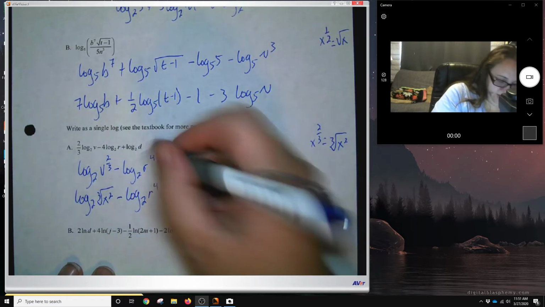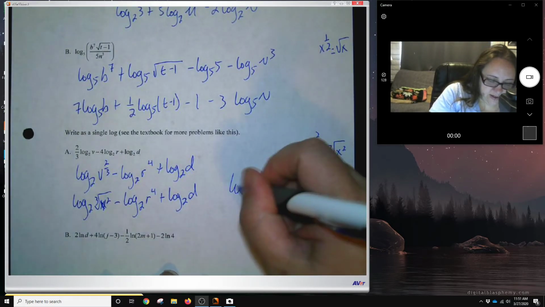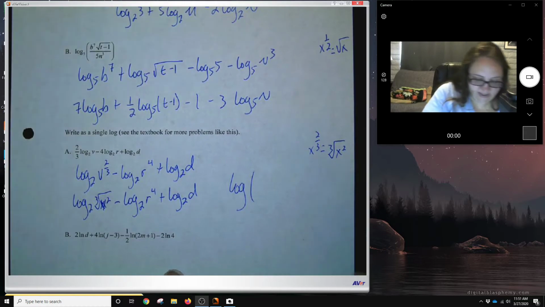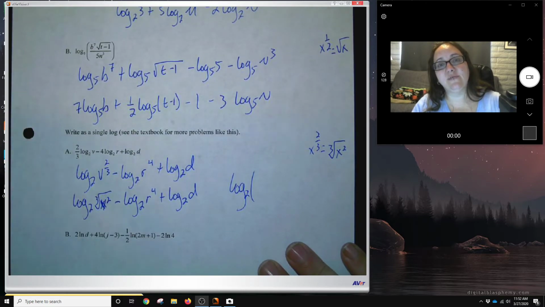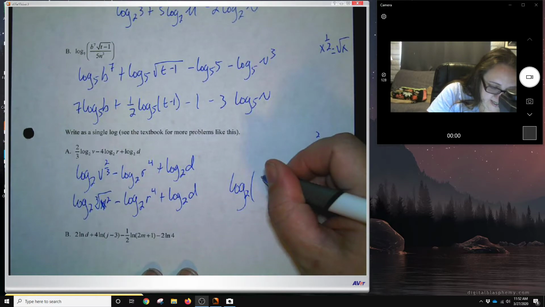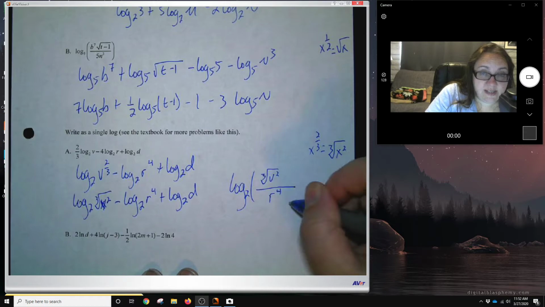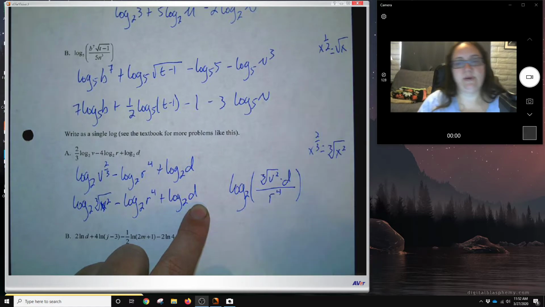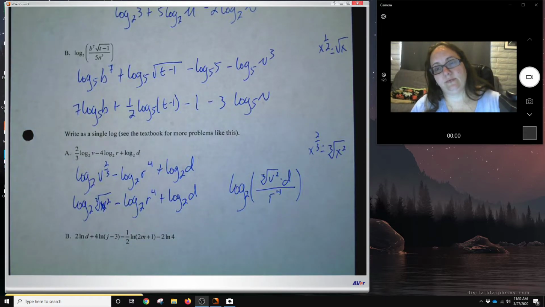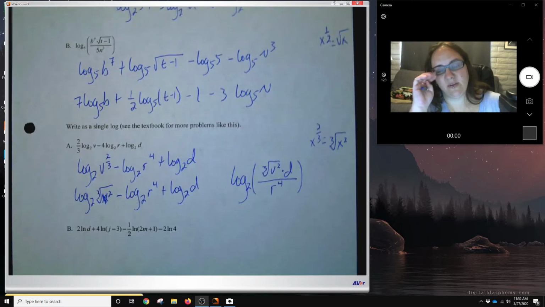Oh, that's v. Sorry, not x. Then we're going to combine these all into one log base 2. Anything with a plus in front of it goes in the numerator. Anything with a minus in front of it goes in the denominator. So this is the 3rd root of v squared. My r to the 4th goes down here. And then my d is up on the top. And that's a times d, because when we put them all together, it becomes multiplication and division.